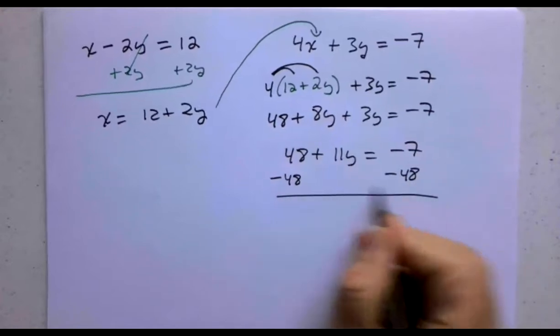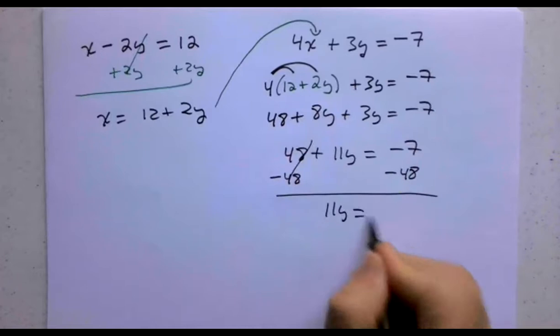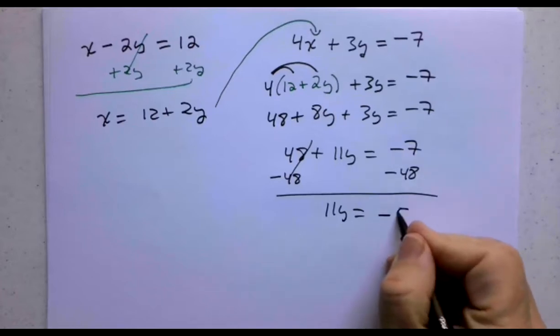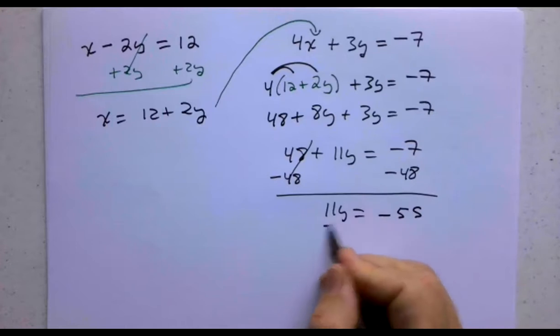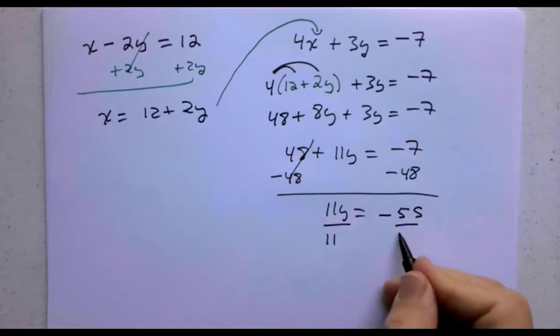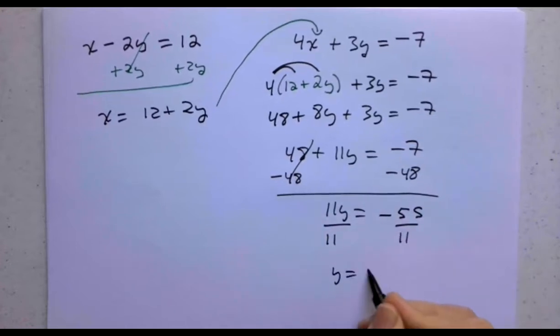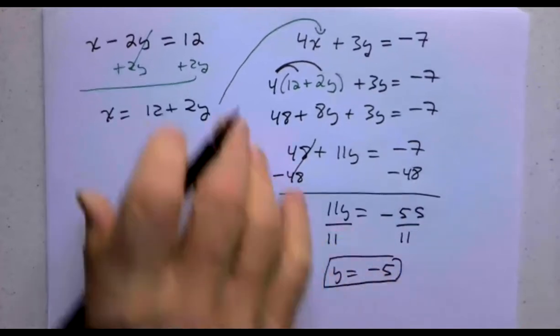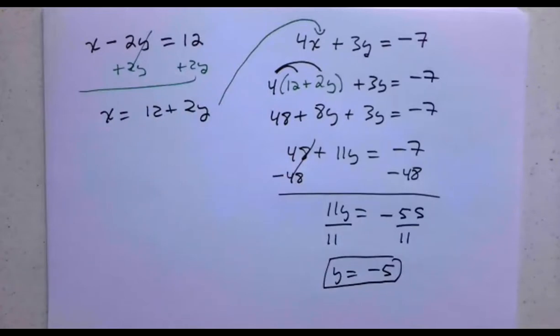48 from both sides. We get 11y is -7 minus 48, which of course is -55. We're going to solve for y, so let's divide both sides by 11. And we get y is -5. And what's nice about doing it this way is I have all this room over here to plug that back in.